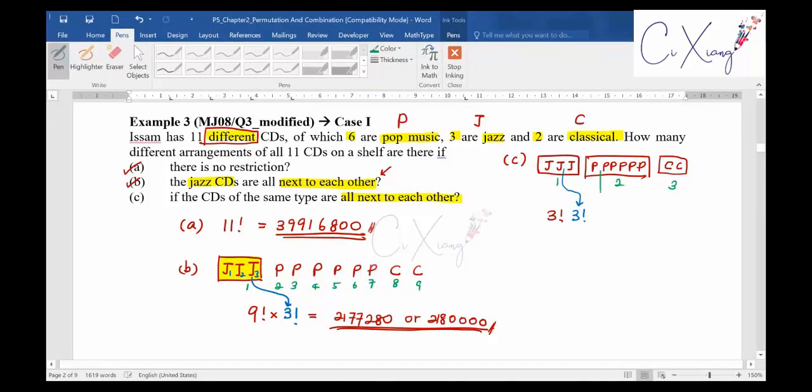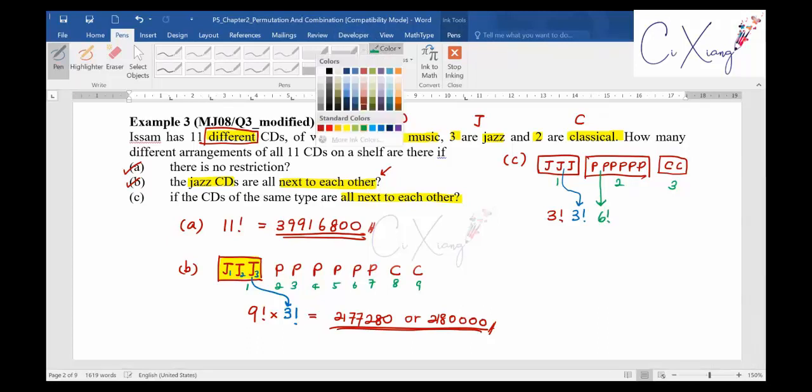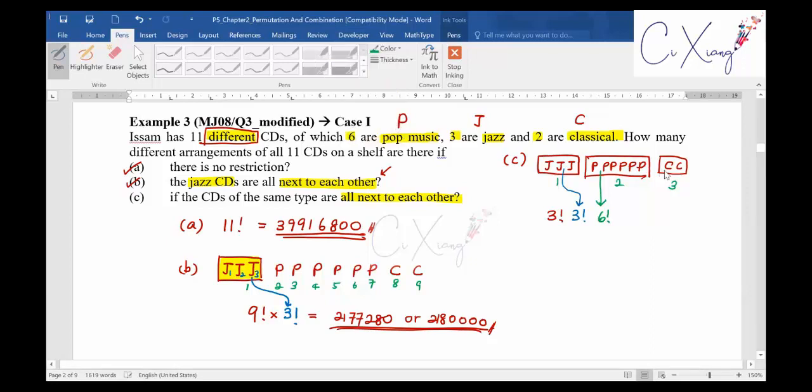The same thing happens for the pop music. You have 6 pop music CDs here, therefore the arrangement should be 6 factorial. And the last one, you have to consider the arrangement of the classical CDs, so it should be 2 factorial. You multiply all of them to get the answer. So what is the answer here? The answer here is 51840.